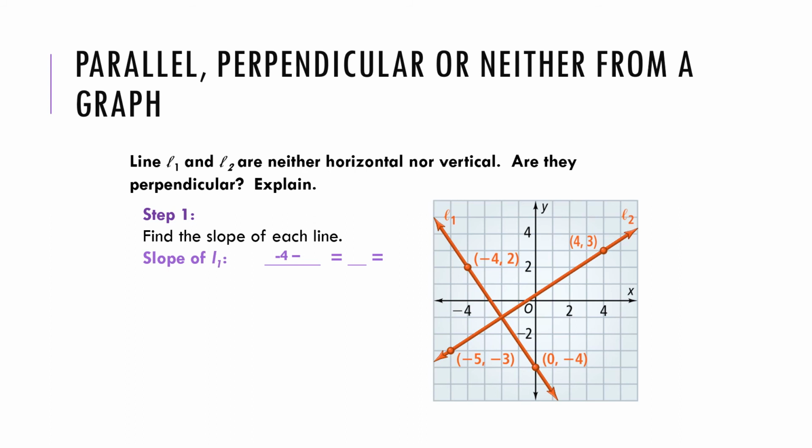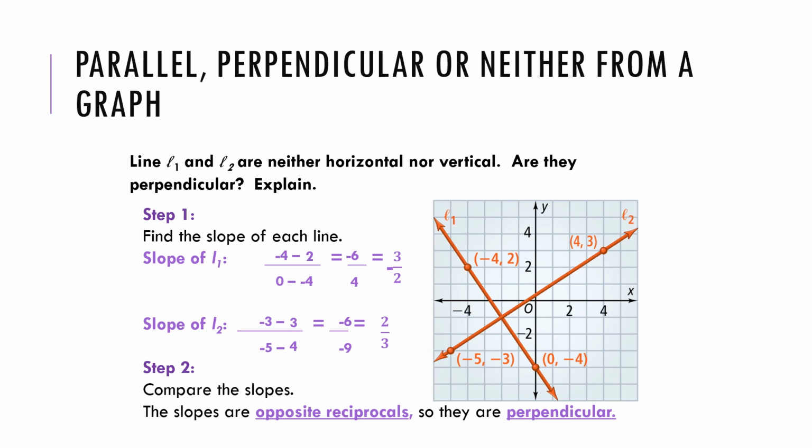So negative 4 minus 2 over 0 minus a negative 4 is equal to 6 over 4, which would reduce to negative 3 over 2. The slope of the other line is negative 3 minus 3 over negative 5 minus 4, and that would give you negative 6 over negative 9, which would reduce to 2 over 3. So because those two are opposite reciprocals, they are perpendicular. So you have a negative, you have a positive. One's 3 over 2, one's 2 over 3. Those are reciprocals, so they are perpendicular.